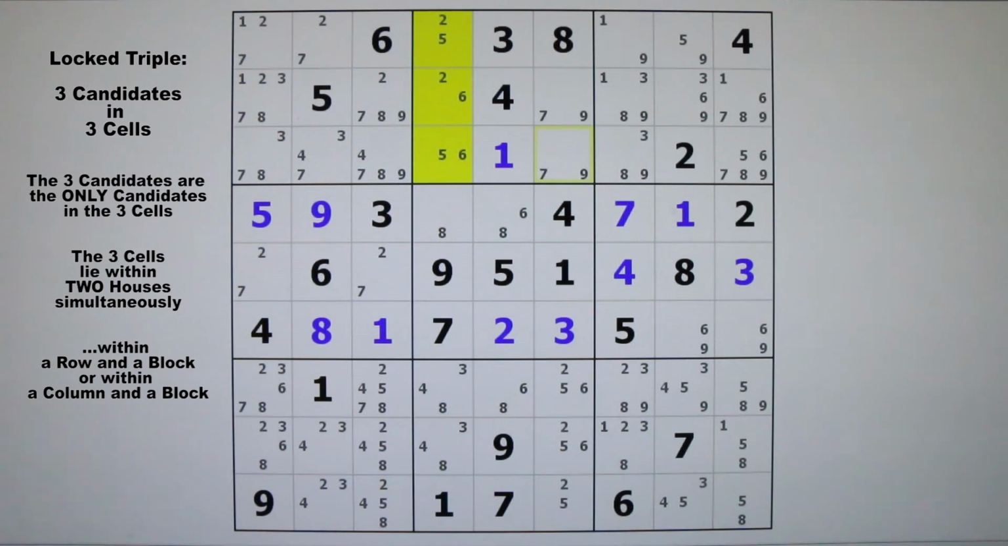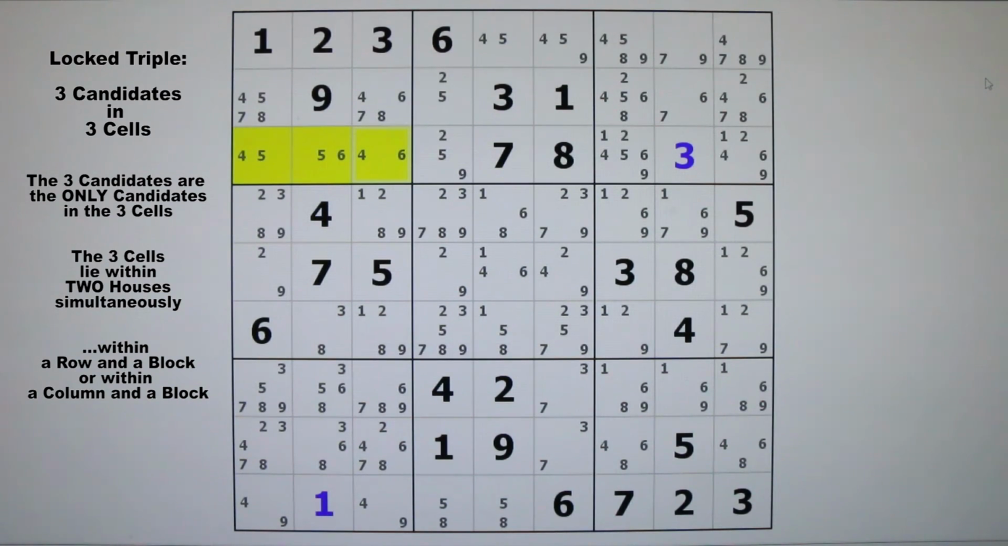Okay, next one. Here we have another A, B, A, C, B, C type, and it lies in row 3 and block 1. So we can eliminate 4, 5, and 6 from both houses. 5, 4, 5, 6, 4, 6. And in the block, we can eliminate the 4 and the 5 and the 4 and the 6.